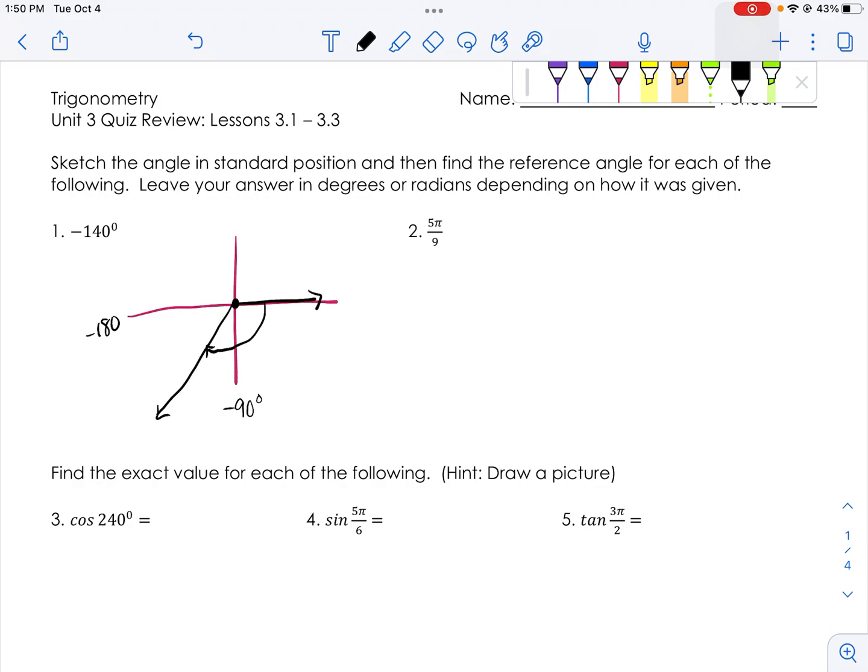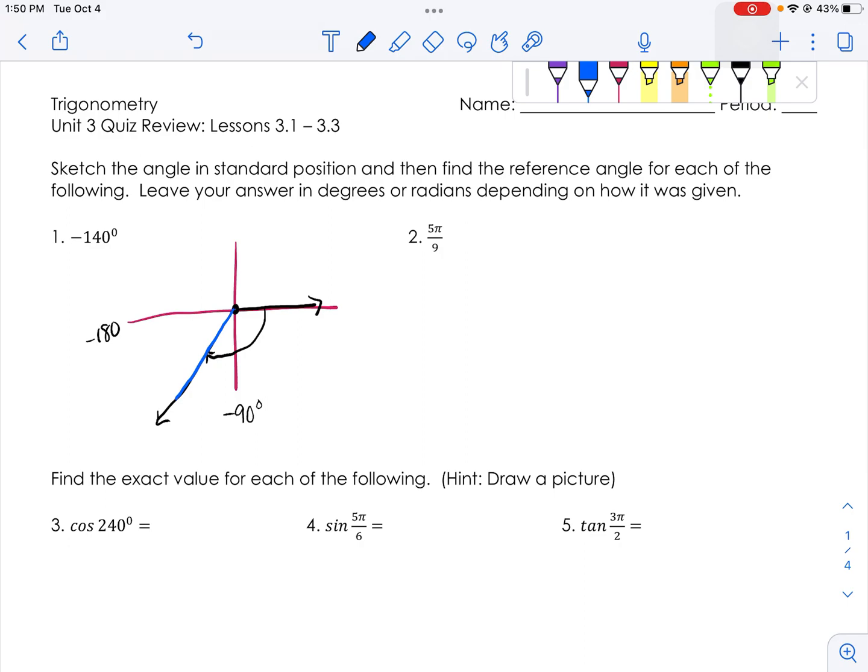And then the reference angle is always created with the x-axis and the terminal side. So I want the terminal side, the side that the angle ends at, and then the x-axis. Also, a reference angle is always an acute angle, so it's always going to be less than 90. It's not going to go back to the positive x-axis. It's going to go back to, in this case, the negative x-axis.